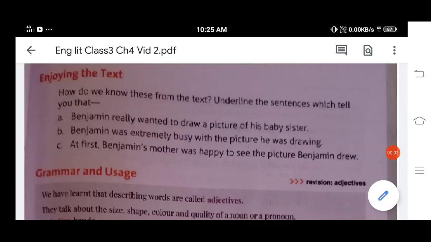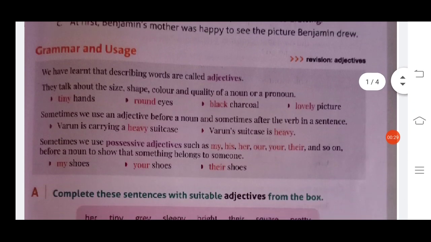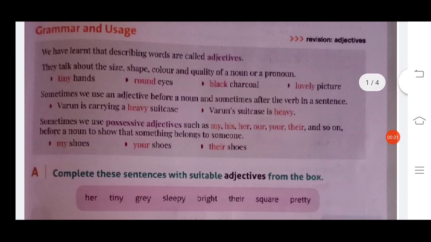Hello children, this is the second video of chapter number 4 from English literature. In the previous video, I explained the chapter, and in this video we'll be doing all the exercises. Children, question answers I'll give you in the next videos. In this video, I'll be explaining from your grammar and usage.